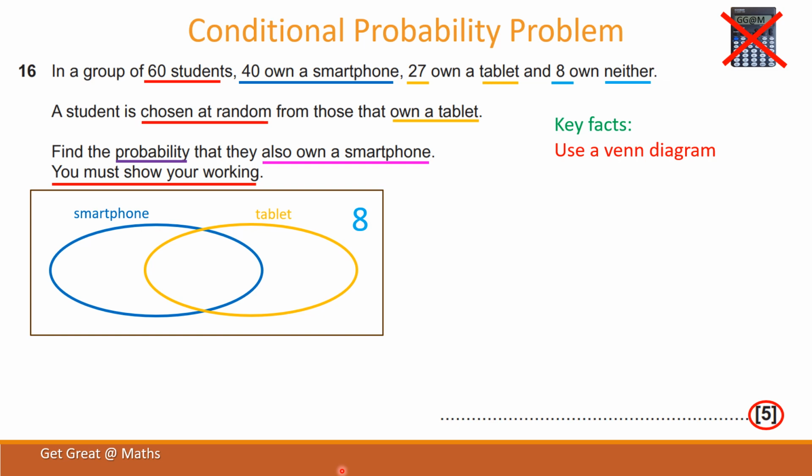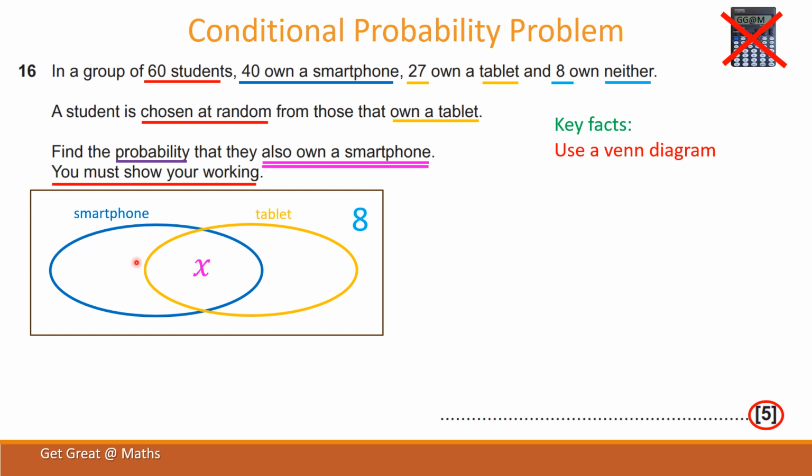Okay, but the key bit of information in this question is what we're trying to find. We want to know the people that own a tablet also own a smartphone. Now these people in this yellow circle here own a tablet, but we also want to know that they own a smartphone, which is this section here in the middle, which is the overlap section. So the 2 double pink lines underlined there mean that we've got to actually work out this value in the middle, and I'm going to call that x.